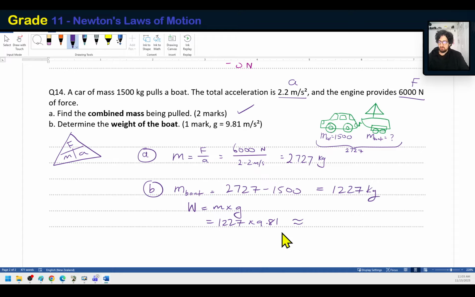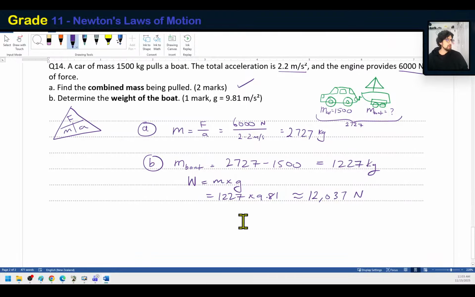Yeah, so 1227 times 9.81, and that is going to be approximately equal to 12,037 newtons. All right, and that is all.